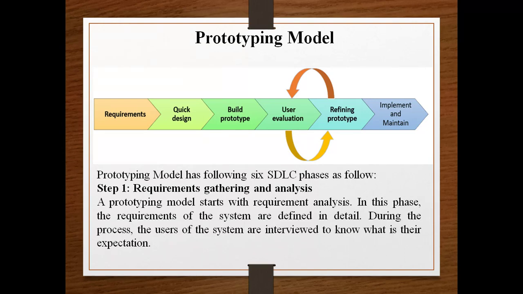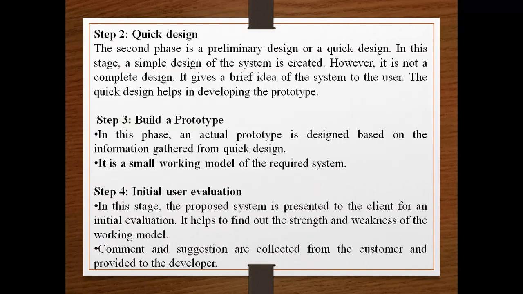So the user is interviewed or a survey is done to understand the user requirements. The next is quick design. This is also termed as preliminary design. Here the simple design of the system is created. However, it is not a complete design, meaning it is not the final design, and it gives a brief idea of the system to the user. So a small brief idea is given to the user that this is how the system is going to look, and the quick design will help in developing the prototype.